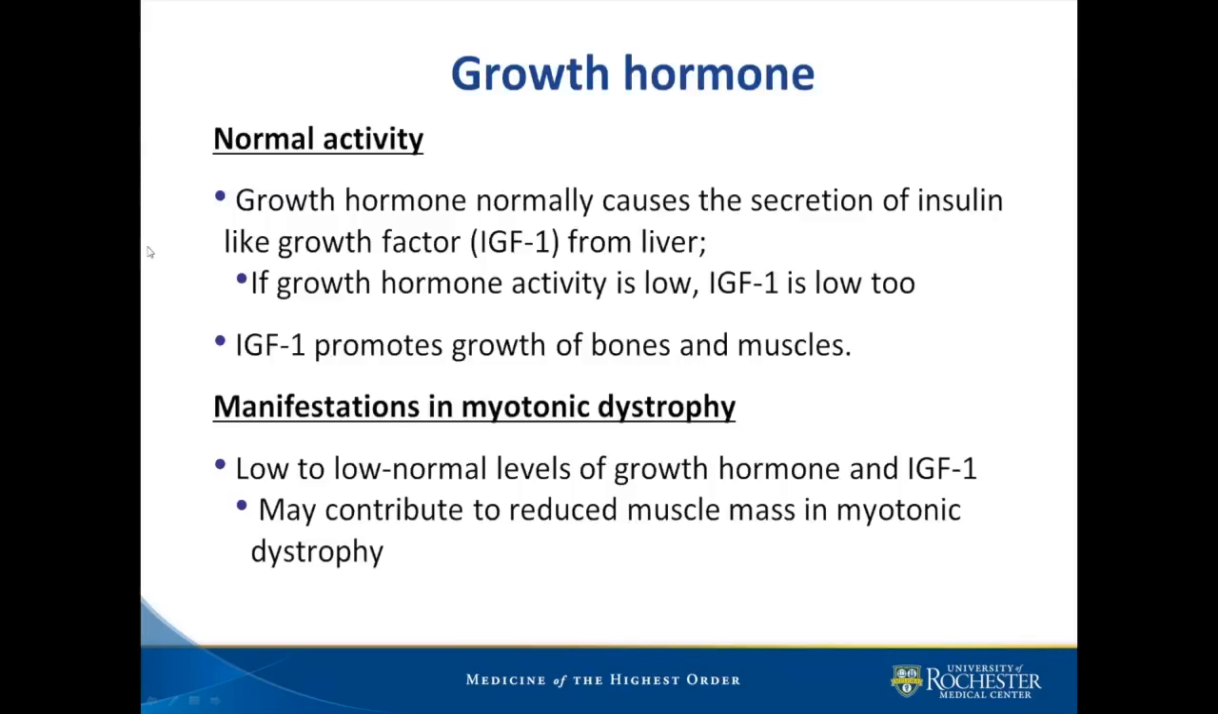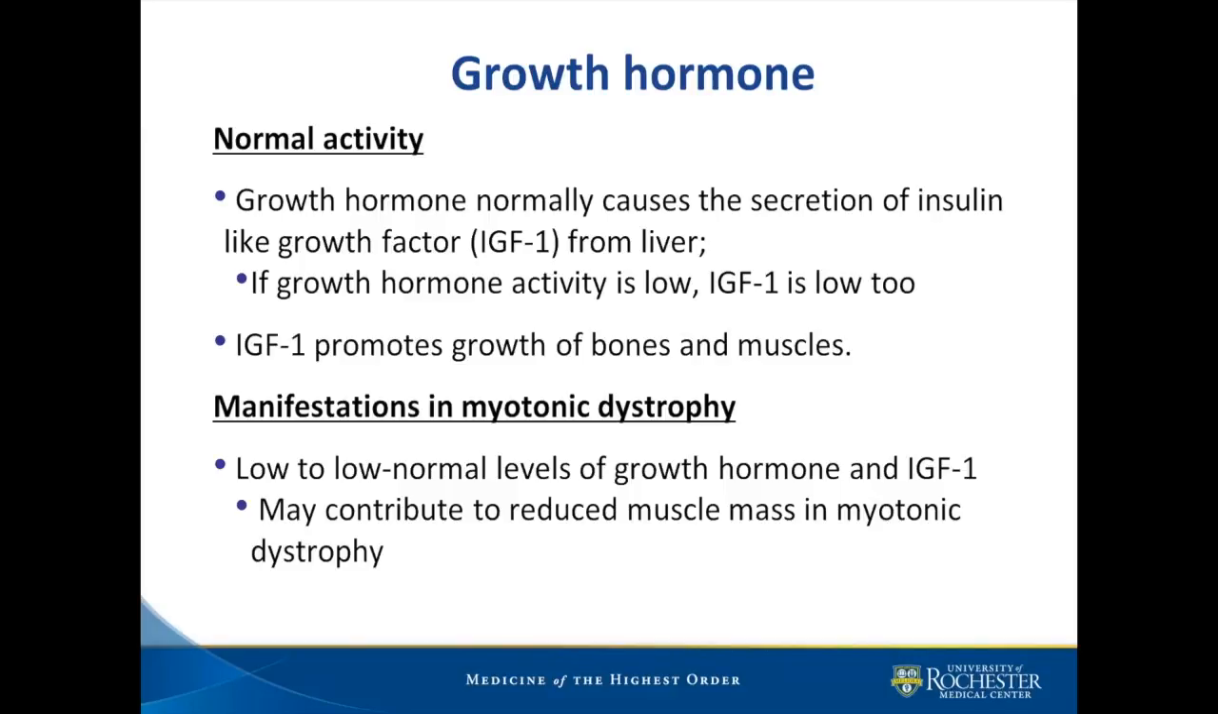Now, normally growth hormone causes the secretion of another growth factor called insulin-like growth factor, insulin-like growth factor number 1, from the liver. And that growth factor is very important in stimulating protein production in muscle. It also can act as a surrogate for insulin, although that's not its goal. It can encourage glucose uptake.